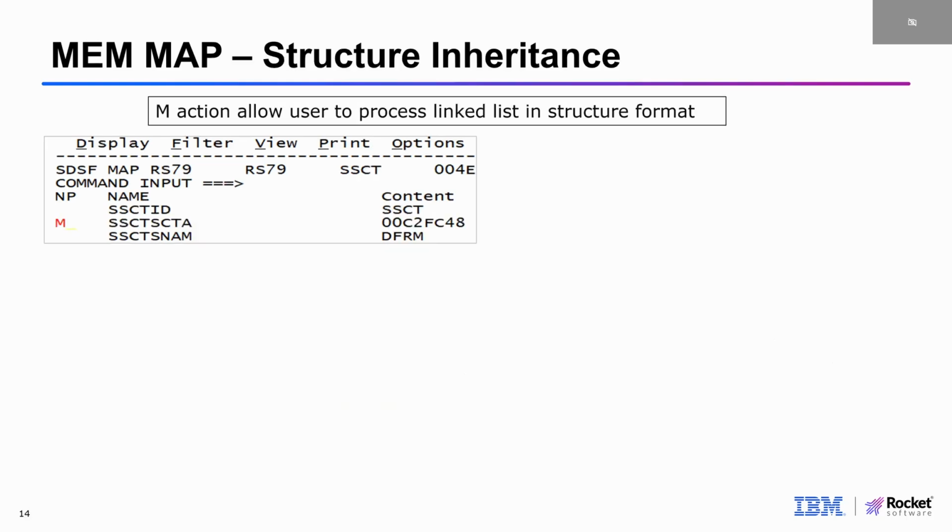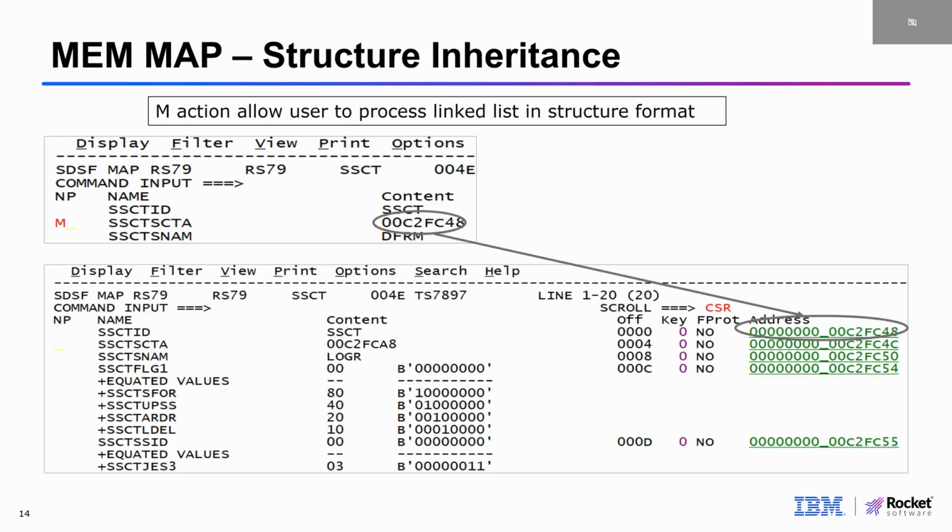If you instead use the M action, so it's the same field again, SSCT, SCTA, which is the next pointer, just like the SSCT, what this is going to do now is go to that address, inherit the current structure, and display the next one in that structure format. So as you can see, you can just keep on pressing M beside that next field and go through your entire structure, treating a linked list in the structure to inherit the map.